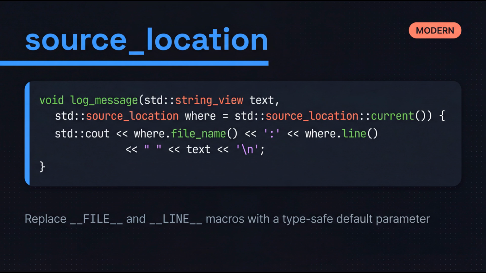std source location replaces the file and line preprocessor macros with a type-safe alternative. The log message function takes a string view for the message and a source location parameter with a default value of current. When the caller writes log message of some text, the compiler fills in the caller's file name and line number automatically. Inside the function, you access where.filename and where.line. No macros, no manual plumbing. This is a clean upgrade for any logging or diagnostic API that currently passes file and line as separate parameters.